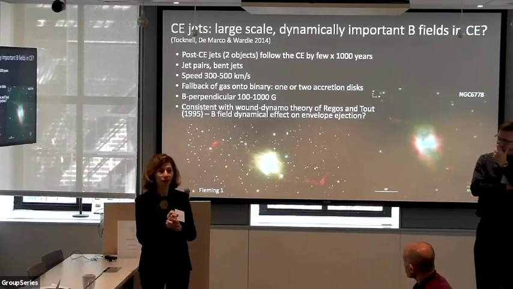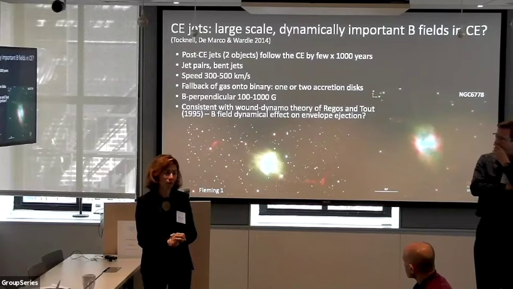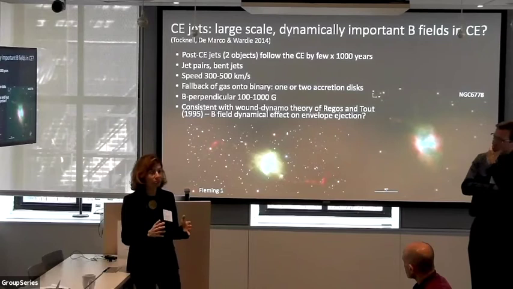The companion does not have a very strong magnetic field. It's not a white dwarf. No, it's a main sequence star. I really would say that, if at all, that magnetic field is dragged. But then the question is, what is its shape?